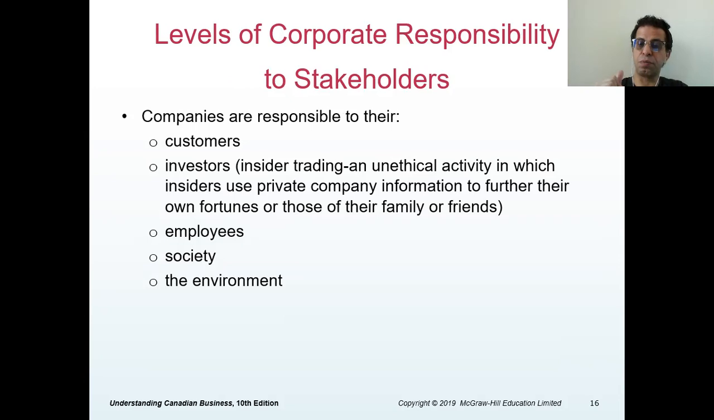Now, companies are responsible to their customers, investors, employees, societies, and the environment. In the old days, companies were only interested in maximizing investor revenue. So here, regarding investors, there is insider trading, an unethical activity in which insiders use private company information to build their own fortunes or their family's. You are responsible to the investors that you do not utilize the trades happening inside the company for your own benefit and maximizing your profit.